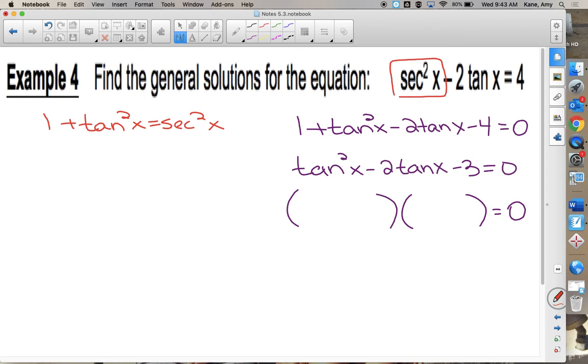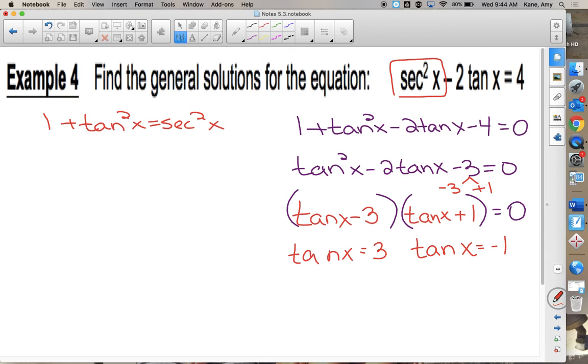Brenton, how would you factor it? What 2 numbers multiply to be negative 3 that combine to be negative 2? Negative 3, 1. And then the tangent is positive 3, and the tangent is negative 1.